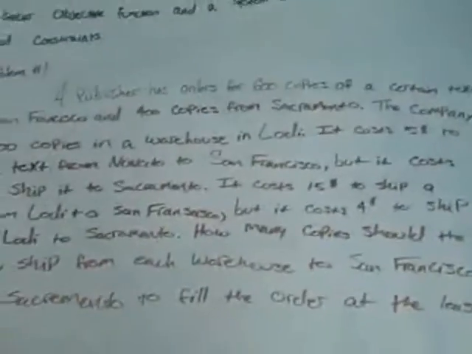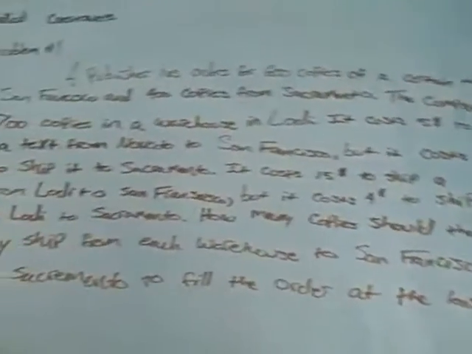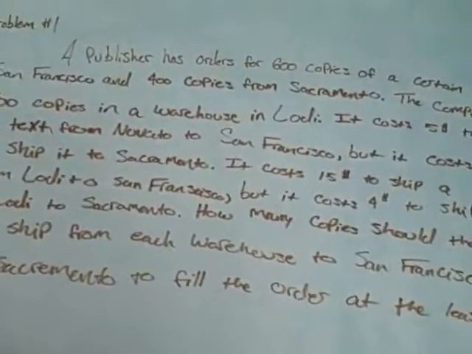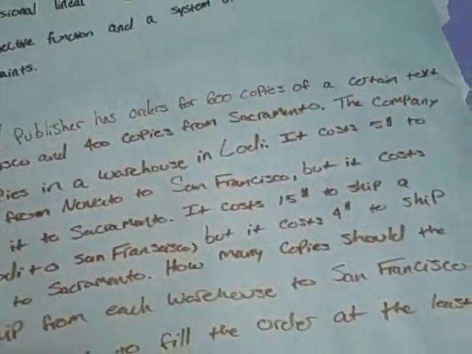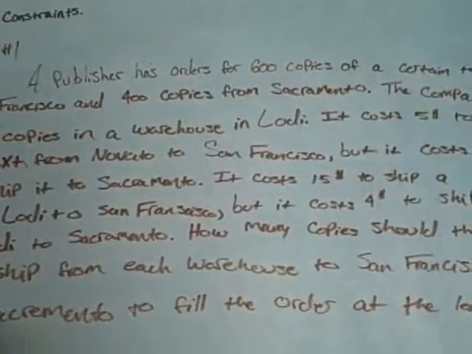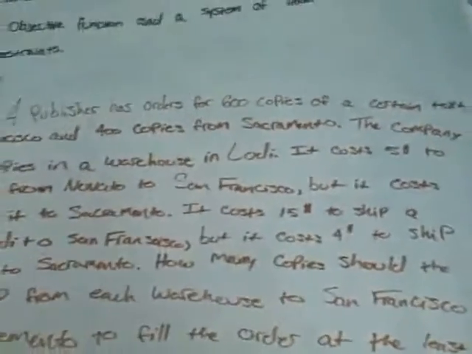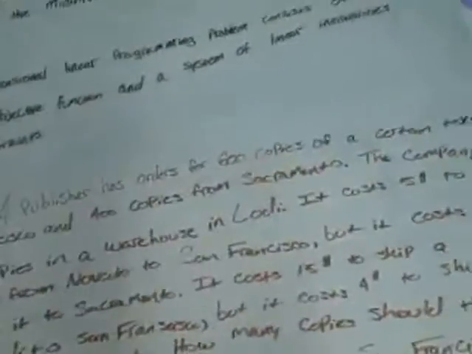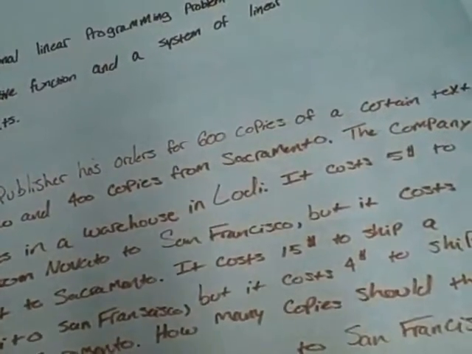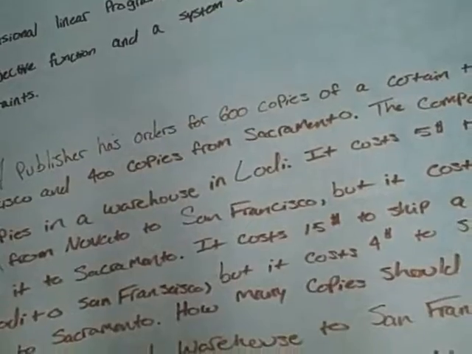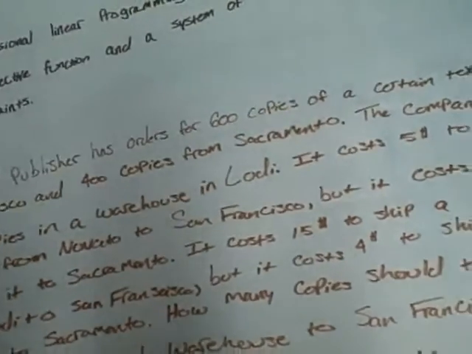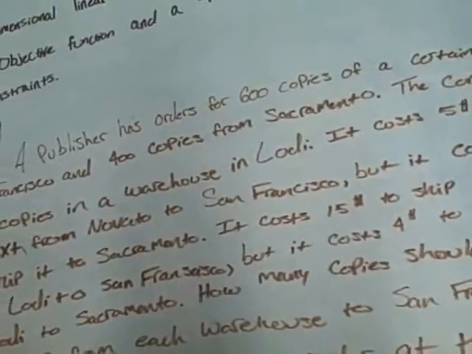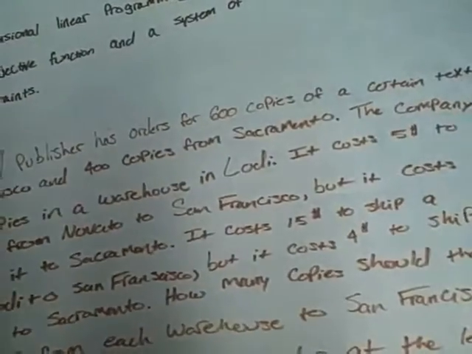Our first problem is kind of long, as you can see. We did this one and the next one to help explain linear programming because they really went into detail with the steps. So here's problem one. A publisher has orders for 600 copies of a certain text from San Francisco and 400 copies from Sacramento. The company has 700 copies in a warehouse in Lodi.